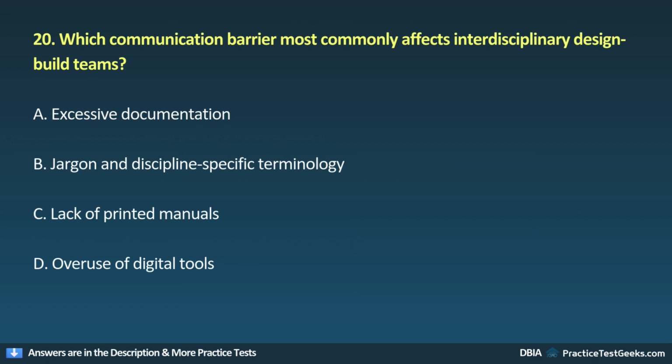20. Which communication barrier most commonly affects interdisciplinary design-build teams? A. Excessive documentation. B. Jargon and discipline-specific terminology. C. Lack of printed manuals. D. Overuse of digital tools.